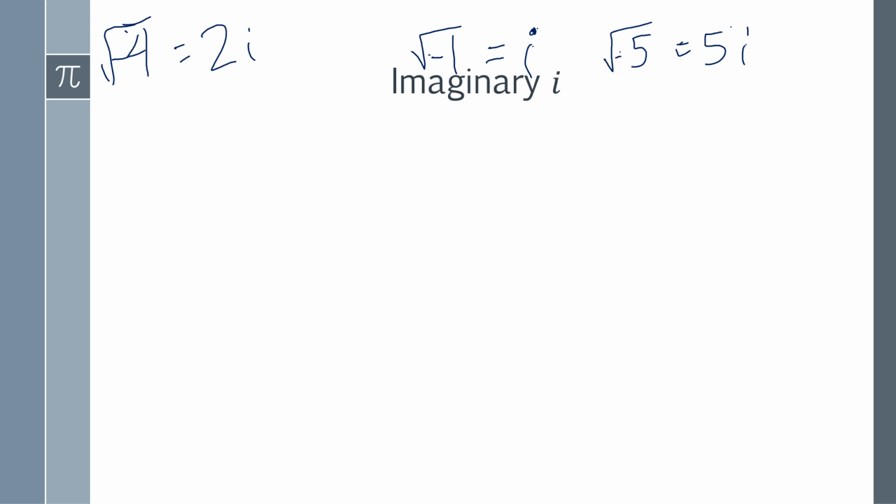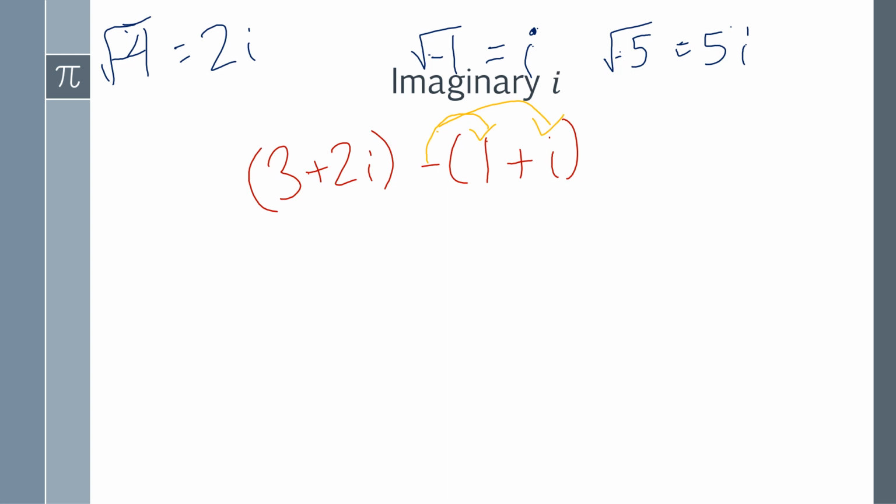All right. So let's work a problem like so. 3 plus 2i minus 1 plus i. This is our problem. You solve just like any other distributive property problem. Take this negative sign, distribute it across. Negative 1 minus i, and 3 plus 2i. And all you've got to do is combine your terms. 3 and negative 1 gives me positive 2. 2i minus i is just positive i. That is how you do this problem.